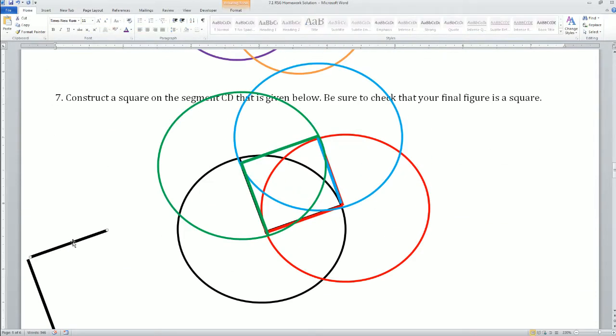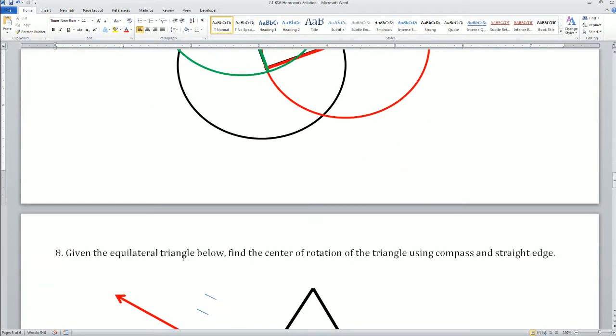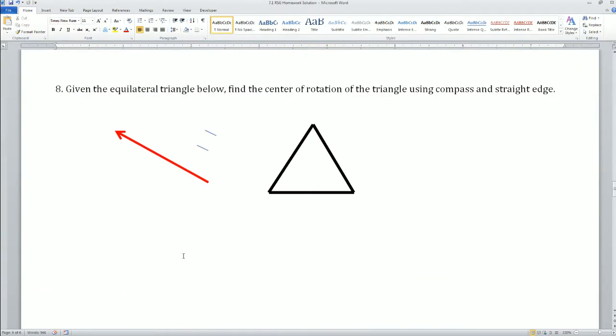Alright. Okay. Good. Next. Given the equilateral triangle, find the center of rotation of the circle using a compass center strategy.